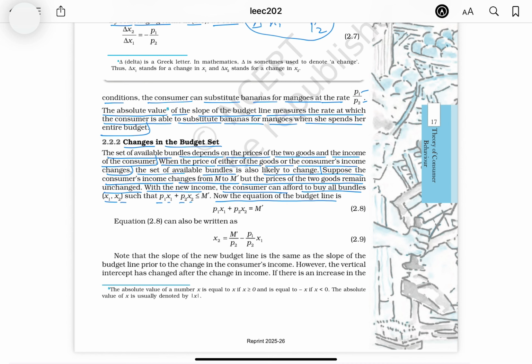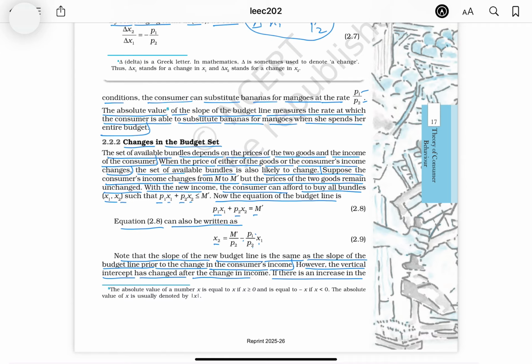Now the equation of the budget line is p1 x1 plus p2 x2 is equal to M dash. Equation 2.8 can also be written as x2 is equal to M dash divided by p2 minus p1 divided by p2 x1. Note that the slope of the new budget line is the same as the slope of the budget line prior to the change in the consumer's income. However, the vertical intercept has changed after the change in income.